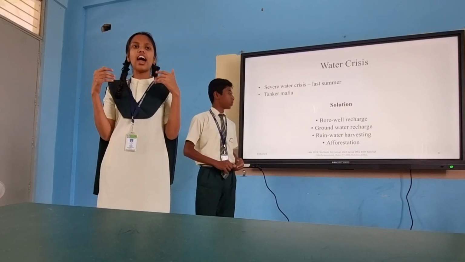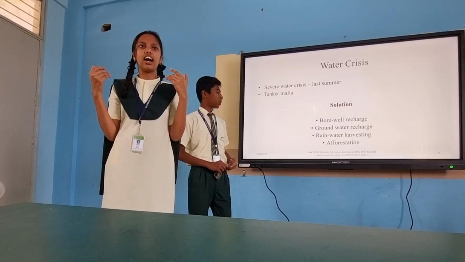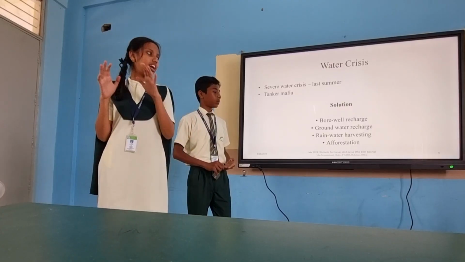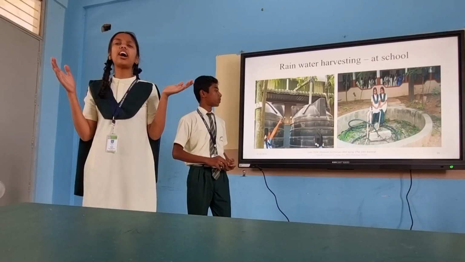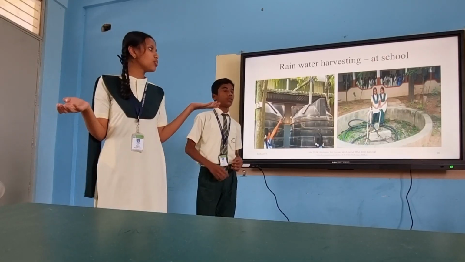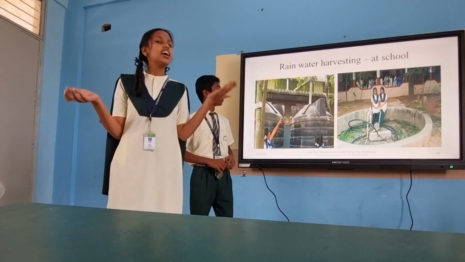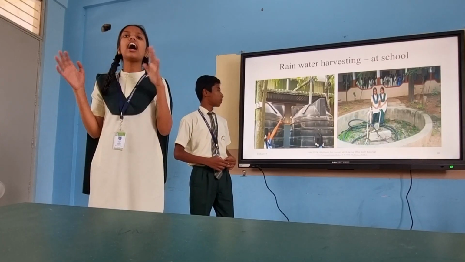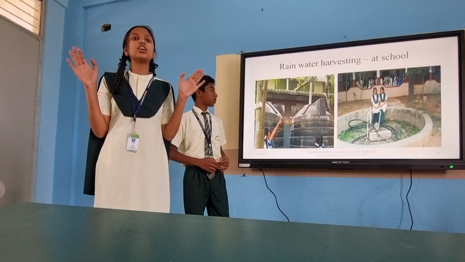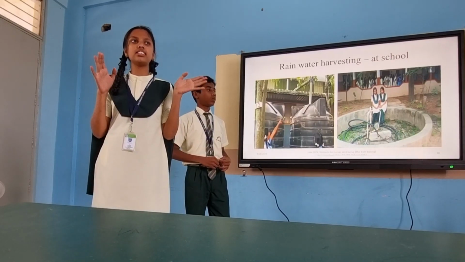Hence, we have 550 trees in our school in 4 acres of land. In our school, we have adopted methods like terrace water harvesting and borewell recharge. Our school borewell is only 480 feet deep and has water all year through. It's only because of the recharge methods we have done.